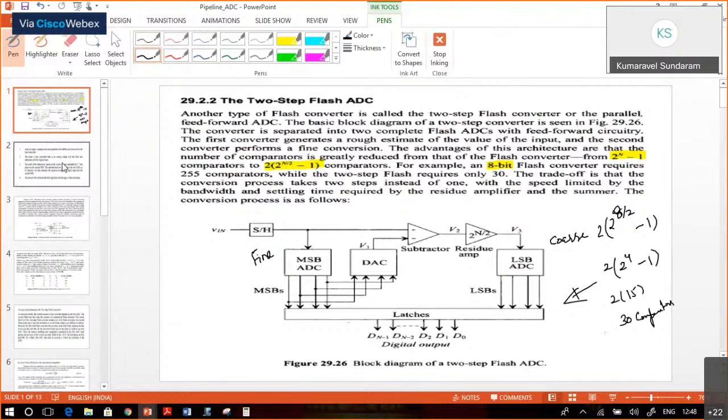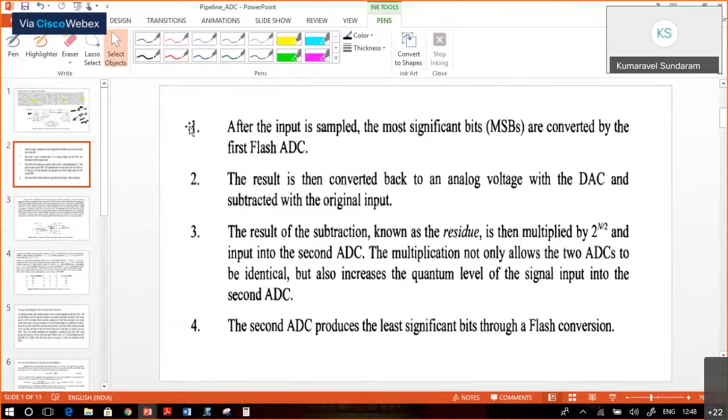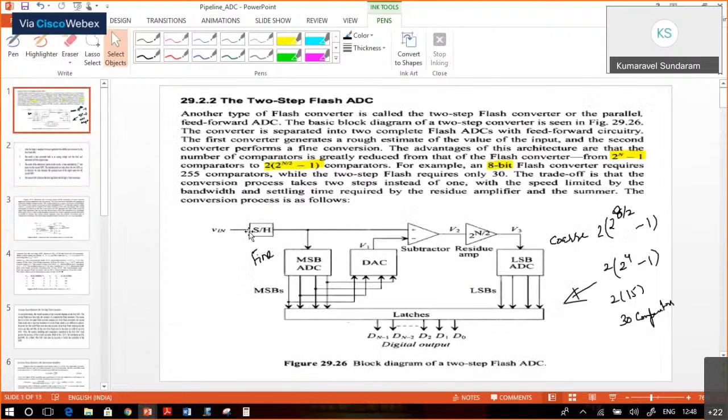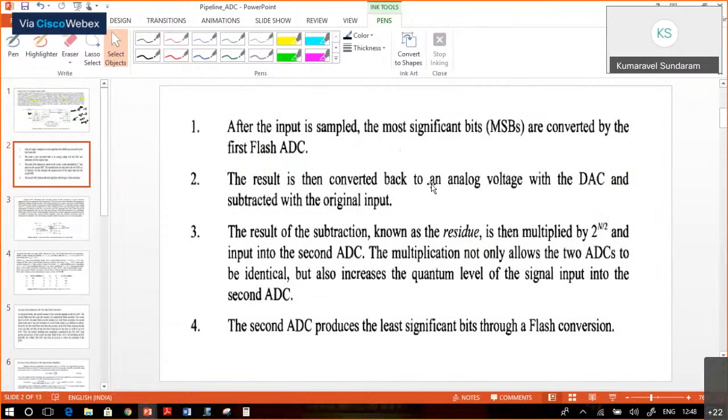First we can try to understand the conversion. After the input is sampled, the MSB bits are converted by the first flash ADC. So from the sample and hold, the MSB will be generated, and again that MSB will be converted using a DAC, as an analog signal. The result is converted back to an analog voltage with the DAC and subtracted from the original input. That is termed the residue.